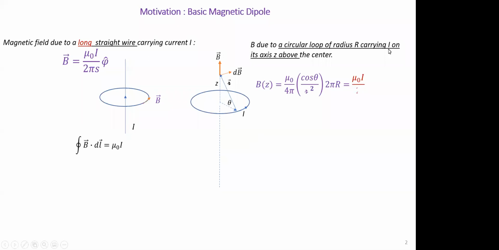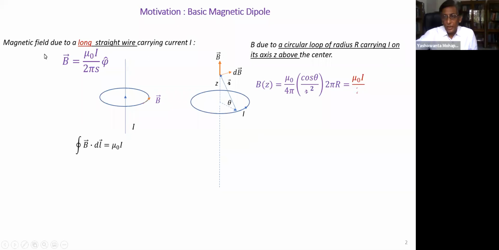This is something that you have done many times, and it is an important formula for a current ring. So this is mu naught I by 2, R square over R square plus z square to the power 3 by 2, where capital R is the radius of this circle. I can rewrite this in a form in which B of z on this axis is, multiplying by pi and by 2, mu naught by 4 pi, I pi R square k.